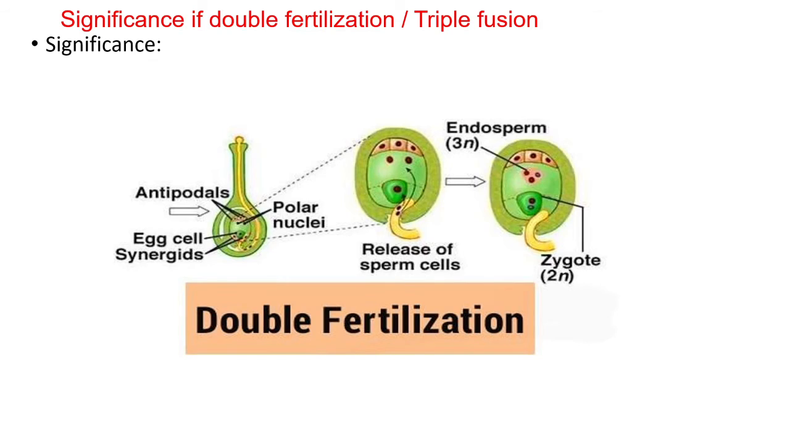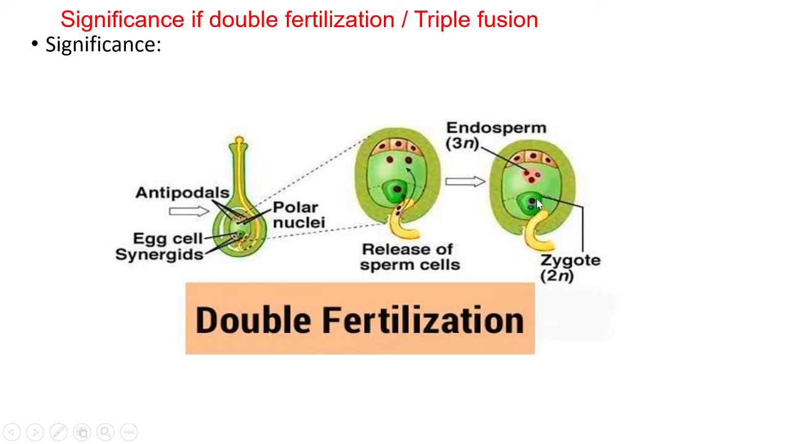Now let us see, lastly, what is the significance of triple fusion or double fertilization. Now this is the diagram of double fertilization. Triploid endosperm and diploid zygote are the result of the fertilization. Here in this diagram, on release of the sperm, one sperm fuses with the secondary nucleus, which is already diploid, and one sperm is haploid. That's why it results in the formation of triple fusion, or triploid endosperm. And the zygote is the result of fusion of the male and the female gamete.